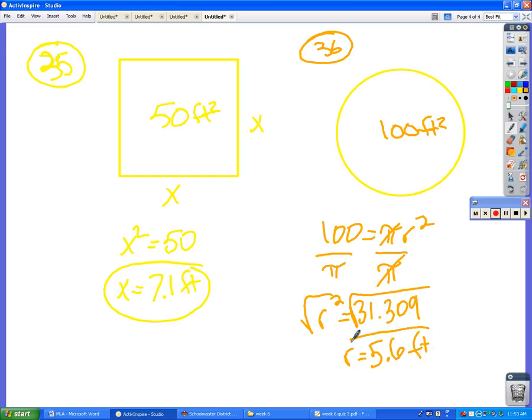Francis, why did you get a different answer for this than Nolan? Because he used the pi button and you used 3.14. Oh, well then never mind. The pi button is right here.